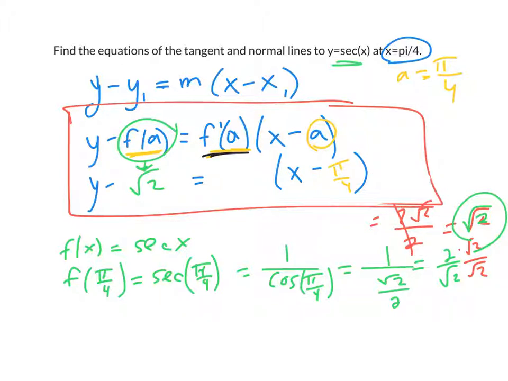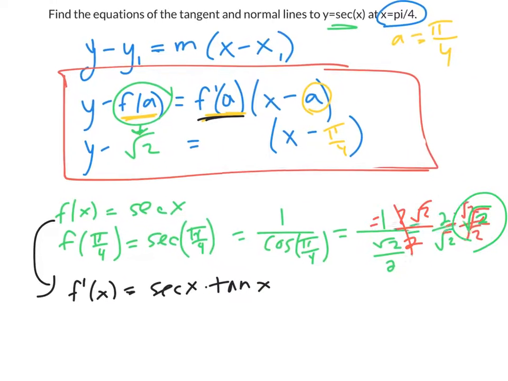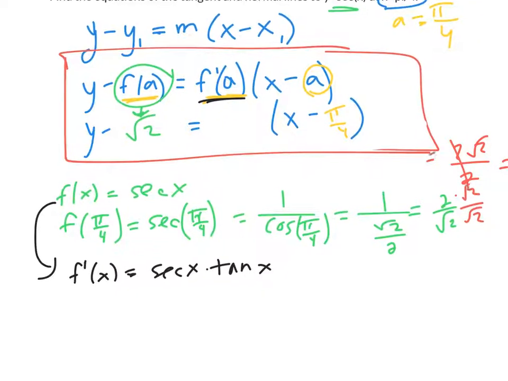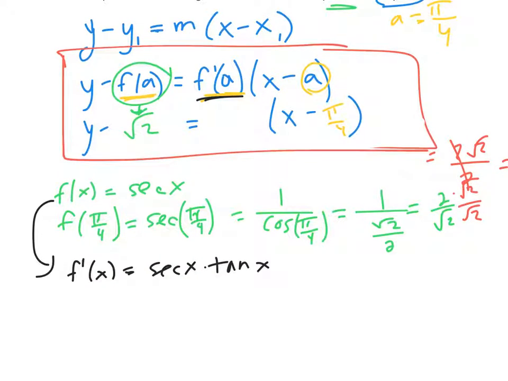So let's go back to our function f of x. That means f prime of x is the derivative of secant, which is secant x times tangent x. And then I want the derivative at a point. So let's move that up so I can get a little bit more space here. So, the derivative at pi over 4.